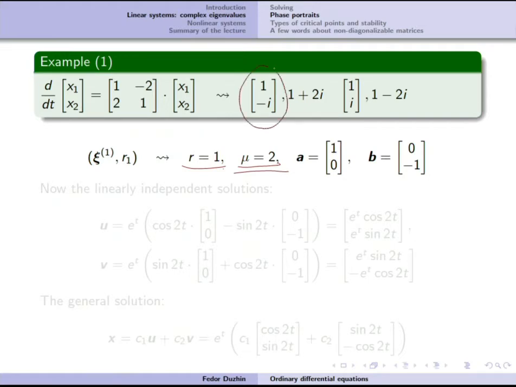So let me emphasize that. So that's the first eigenvector. Its real part is A. So that's the real part. And the imaginary part is B. So that's the imaginary part.